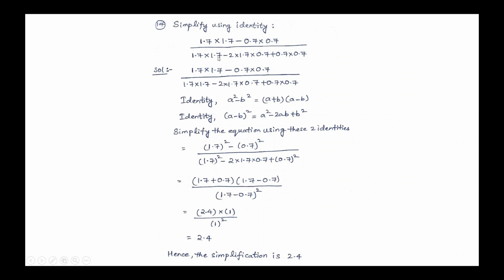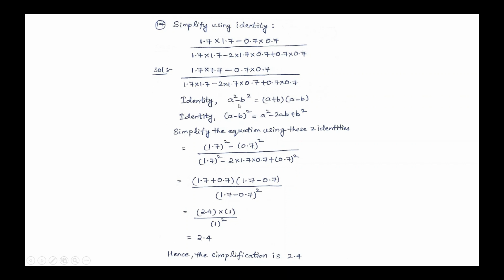Question 17 is, simplify using identity (1.7 × 1.7 − 0.7 × 0.7) divided by (1.7 × 1.7 − 2 × 1.7 × 0.7 + 0.7 × 0.7). The solution is, we have to simplify 1.7 × 1.7 − 0.7 × 0.7 divided by 1.7 × 1.7 − 2 × 1.7 × 0.7 + 0.7 × 0.7.